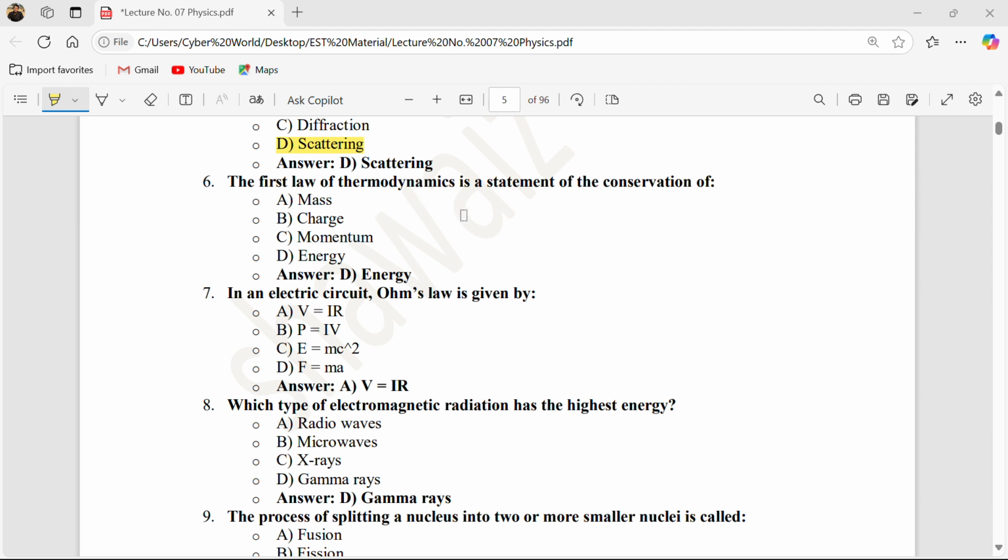The first law of thermodynamics is a statement of conservation of what? The first law of thermodynamics is basically the conservation of energy. So the correct answer is energy.